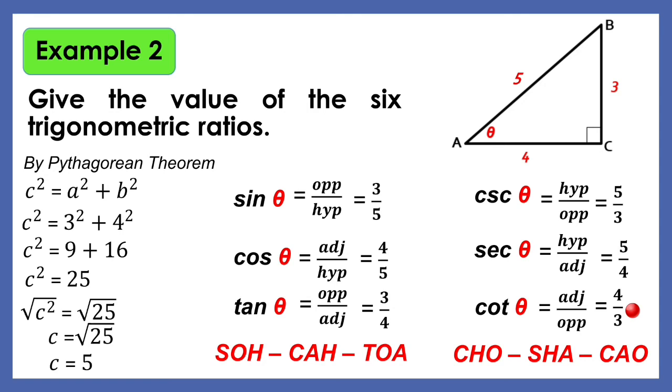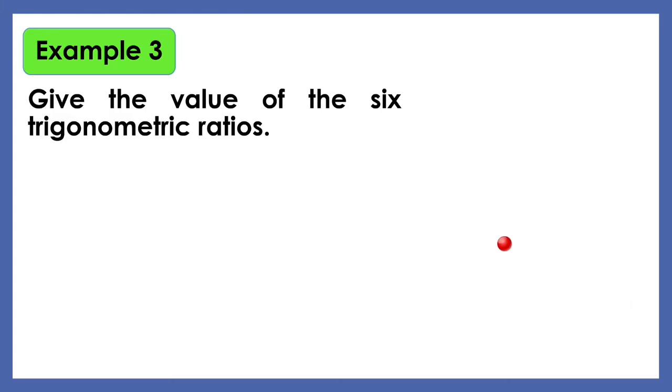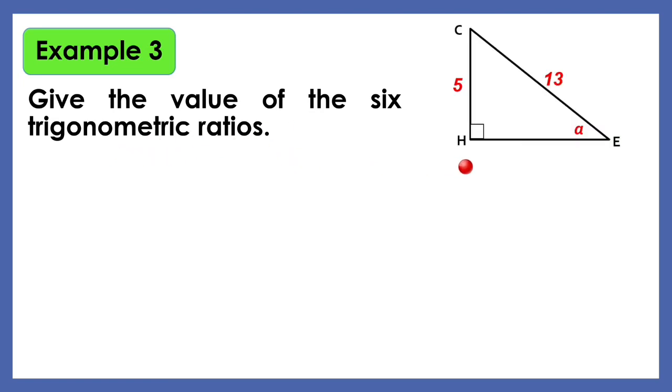Let's now have another example. Ang given naman is yung isang value ng ating leg and then hypotenuse. Ang missing side is yung isang leg. Okay, let's have example 3. Give the value of the 6 trigonometric ratios. This is the given triangle. Triangle CHE with right angle H.